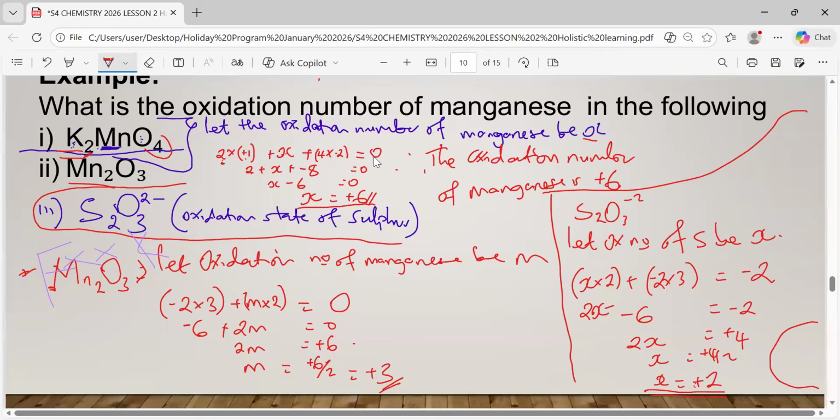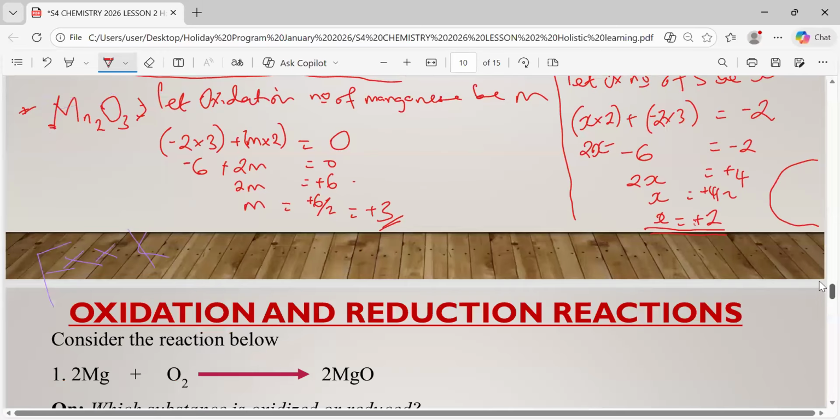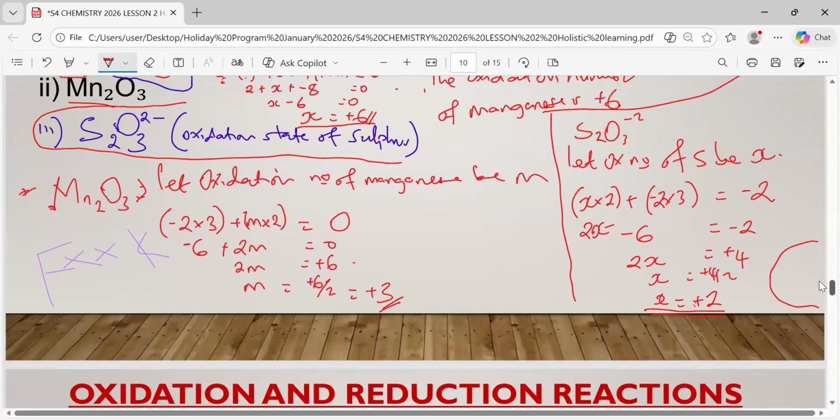And then we are equating it to 0. Where is 0 coming from? We say that for neutral compounds, the sum of the oxidation numbers is equal to 0. So that's where it is coming from, and then we simplify, and we get the value of X as +6. Thank you, sir.